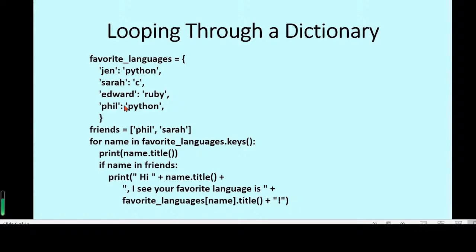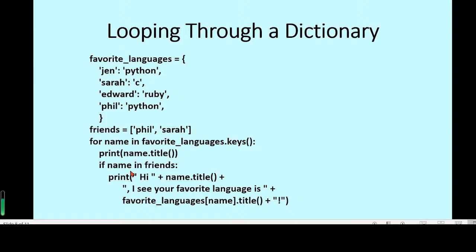So this is the code. So we create the same dictionary as before. Then we have friends, a list of two people who are our friends. Then we write a for loop: for name in favorite_languages.keys(). So this name represents each name in this dictionary. Then print this name's title form first.